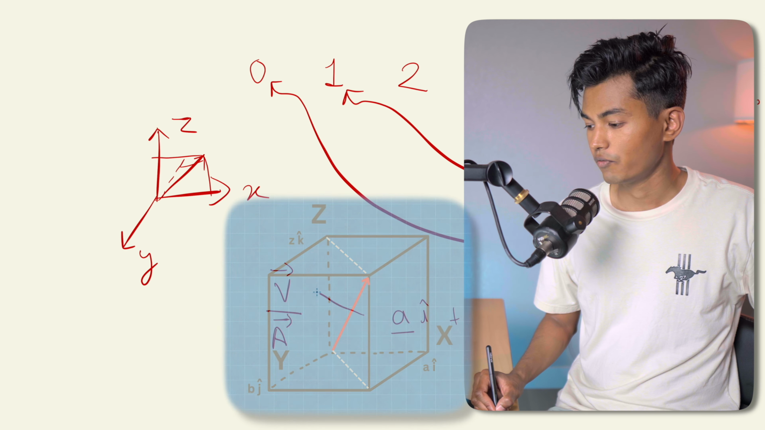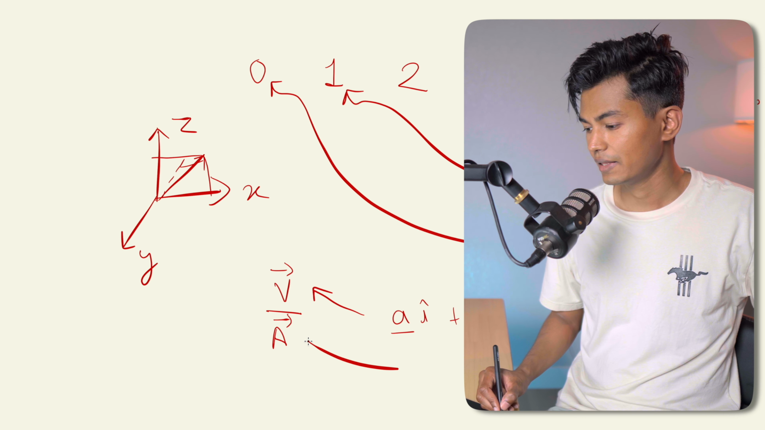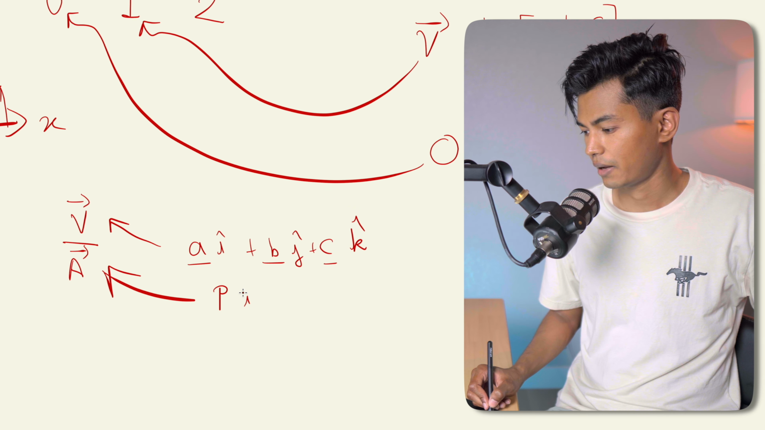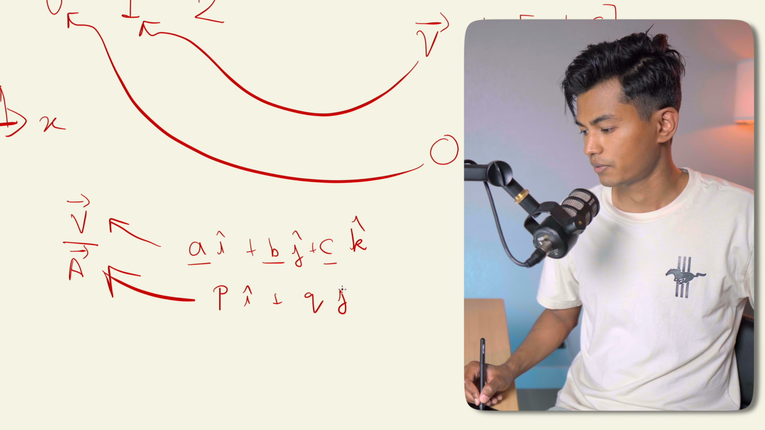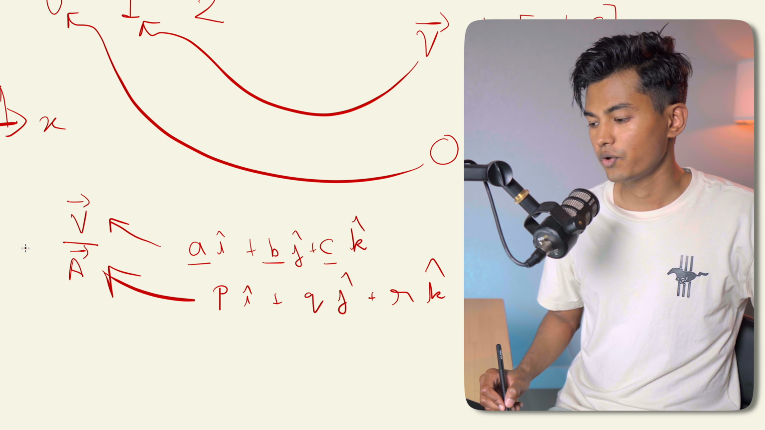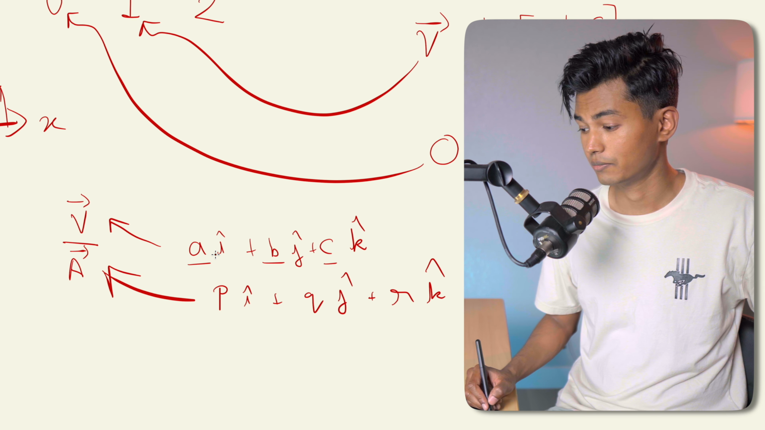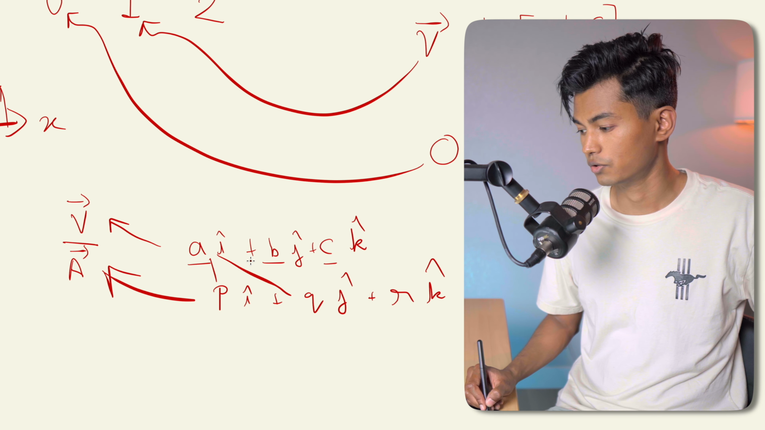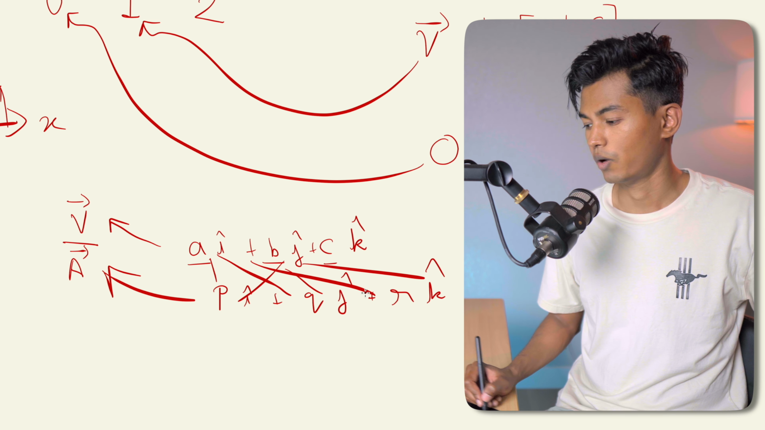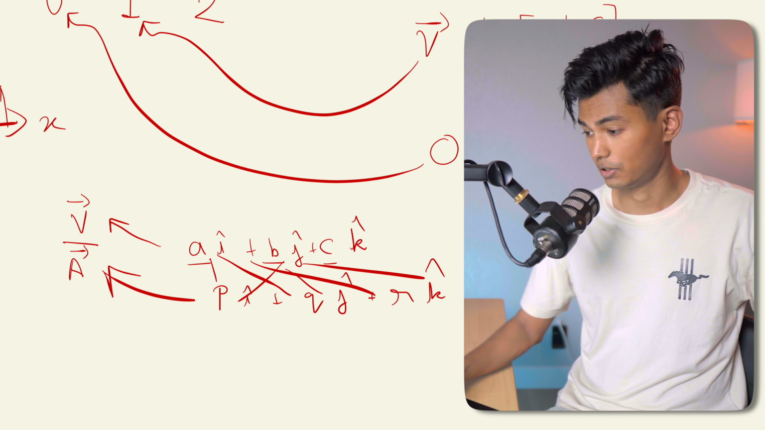So that is one vector. And then there is another vector, let us say pi cap plus qj cap plus rk cap. Now if you are going to multiply or divide them, how many possibilities are there? So 1, 2, 3, 1, 2, 3, and then 1, 2, 3. There are total 9 possibilities.